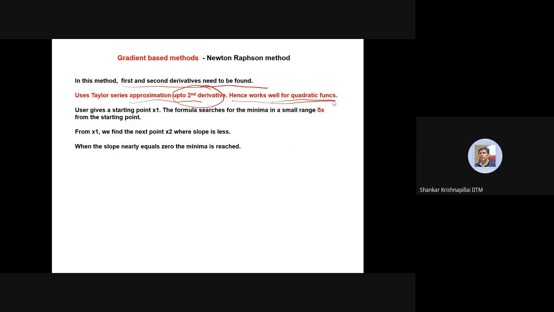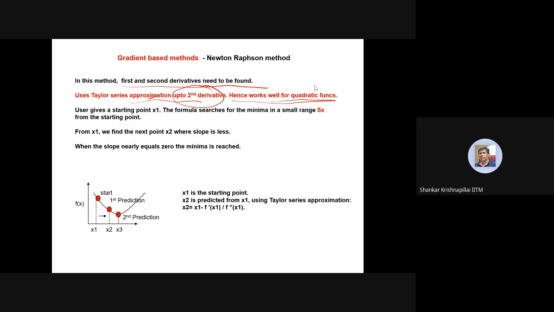So if you use Taylor series approximation, it will exactly work for a quadratic function. But more than that, it will be an approximation. So what you have to do in this Newton-Raphson method: the user has to give a starting point x1.